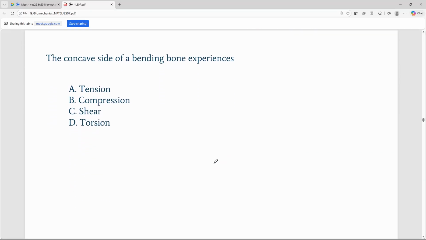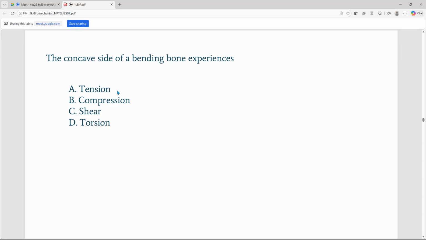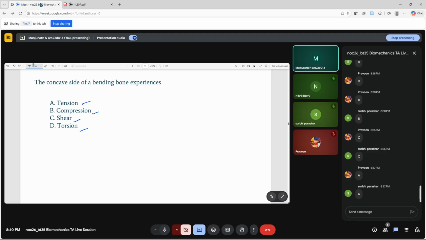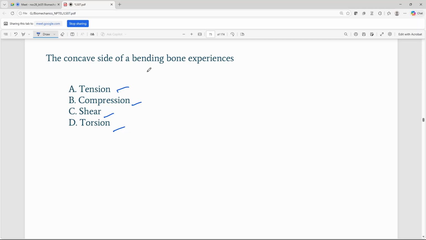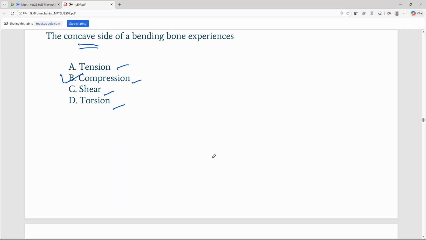You can simply answer this one. The concave side of the bending bone experiences what? Options are option A tension, option B compression, option C shear, option D torsion. Answer is option B, that is compression. We have already seen that the convex side will be experiencing tensile and the concave side will be experiencing compression. Option B.